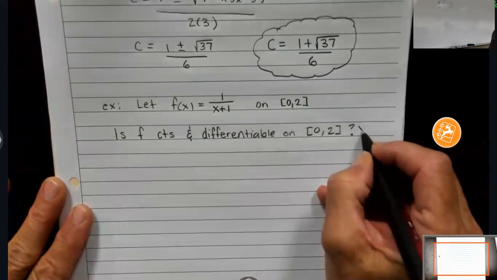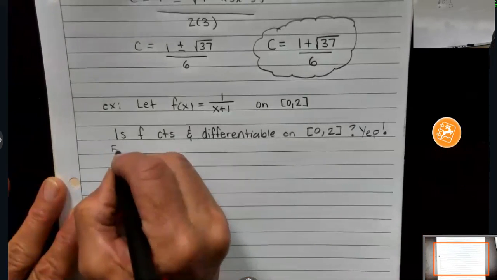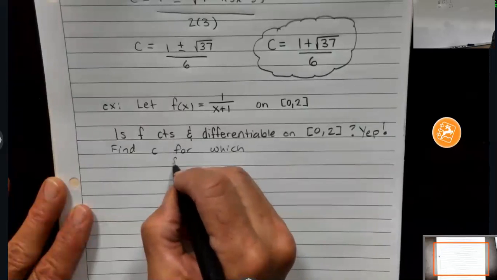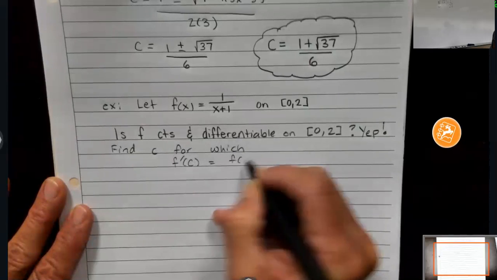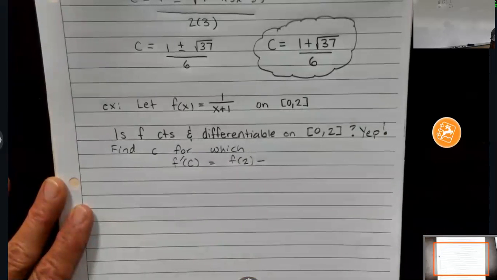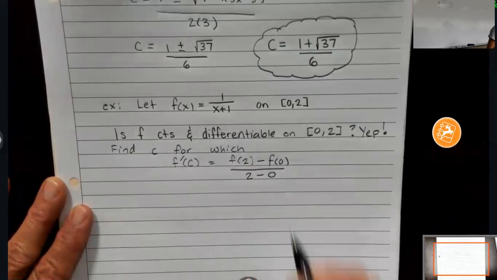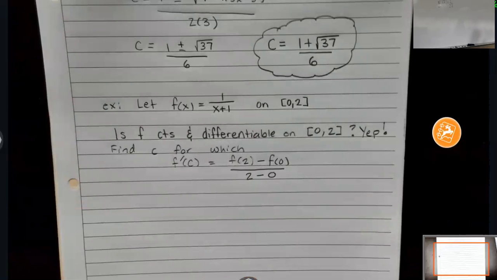So find c for which f prime at c is equal to f of b is 2, minus f of a is 0, divided by b minus a. When you're finding f prime, you don't need to use the quotient rule because the numerator is a constant. Just think of that as x plus 1 all to the -1 power. I'll make the derivative a little bit quicker.